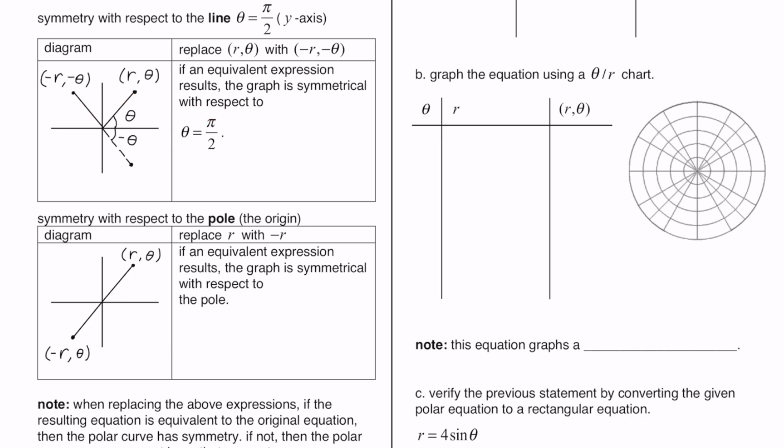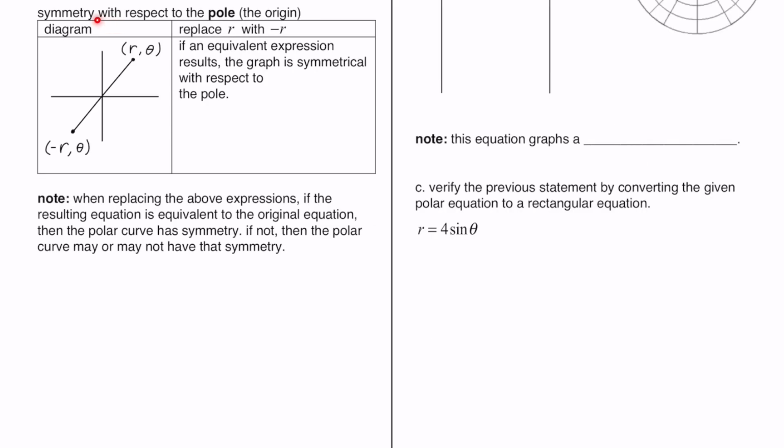So graphically, we have, again, the original point, r comma theta. We replace both r and theta with negative r and negative theta. So with this point, we then rotate down for the negative theta, and then r being negative would reflect this point back up here. And so then you can see going from this point to this one, the graph is symmetric with respect to the line theta equals pi over 2.